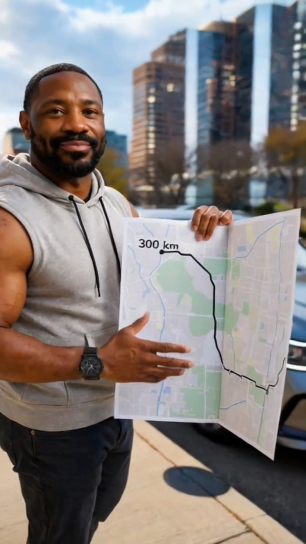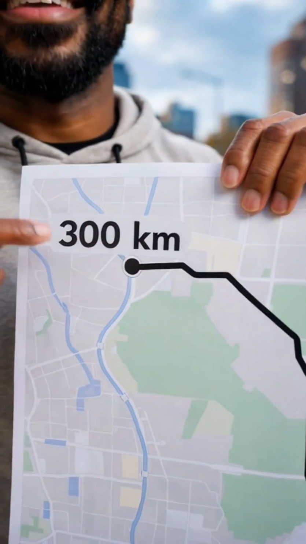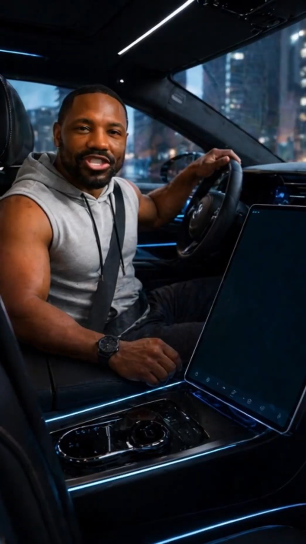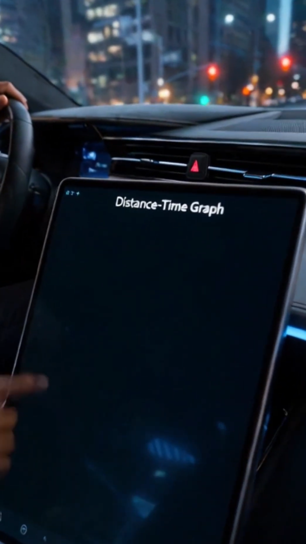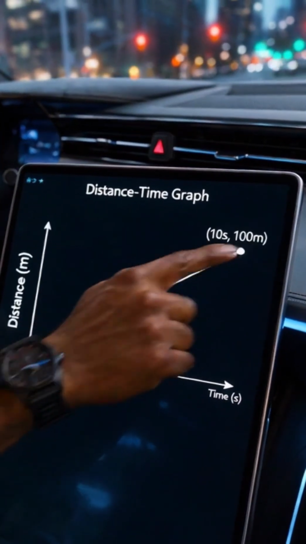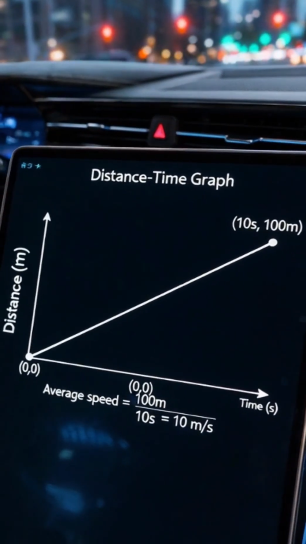Real life example. I drive 300 kilometers. It takes 5 hours. Average speed equals 300 kilometers divided by 5 hours equals 60 kilometers per hour. Let me show you on my screen. Distance time graph, start at 0, end at 100 meters, 10 seconds. Straight line, slope is average speed, 100 divided by 10 equals 10 meters per second.